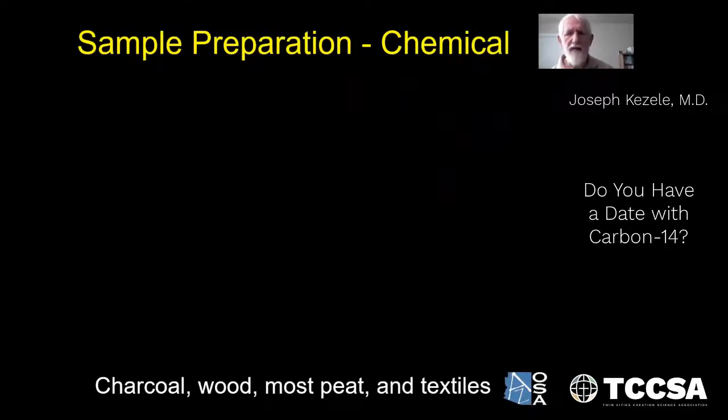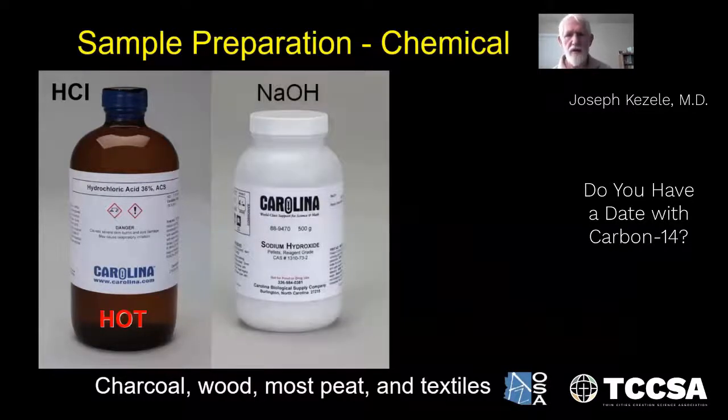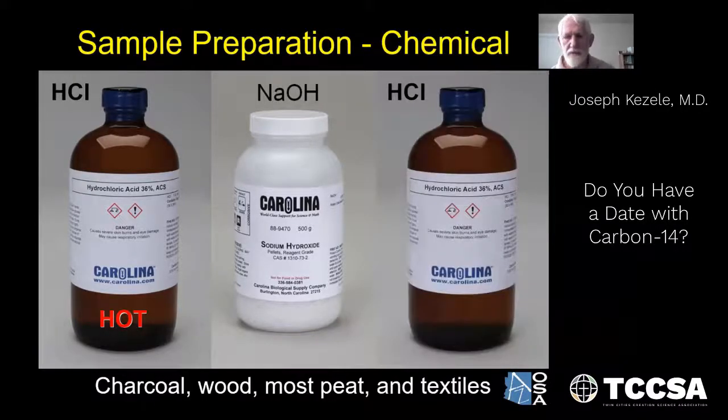So if it's charcoal, wood, peat, and most types of peat, and textiles, the chemical preparation after the physical preparation is hot hydrochloric acid, followed by a base, sodium hydroxide, and then repeat with the hydrochloric acid that's at normal room temperature. So those are the steps for preparing these types of specimens.